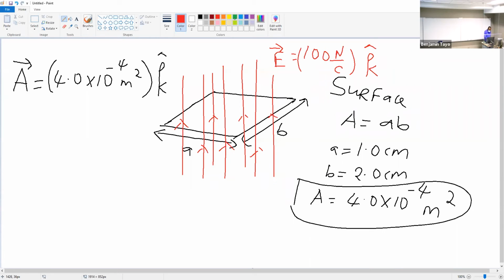Now, in this picture here, you can imagine that, for example, this is my I hat, and this is my J hat. So it means that the area is sitting like this. This is my X, I, and this is my J. My K is 90 degrees with respect to this. Does that make sense? And so let's calculate the electric flux. Electric flux is very easy to calculate.